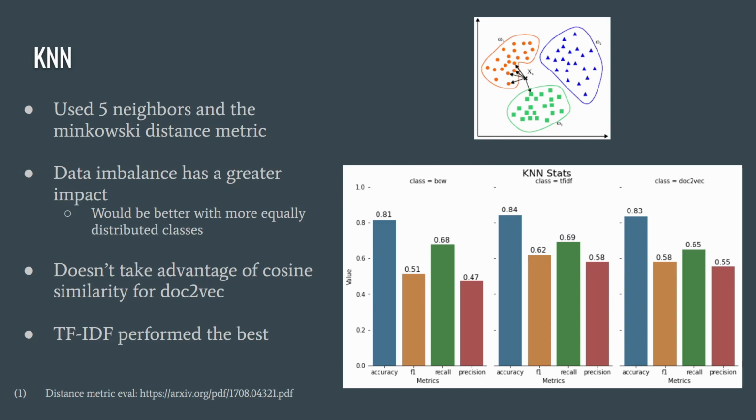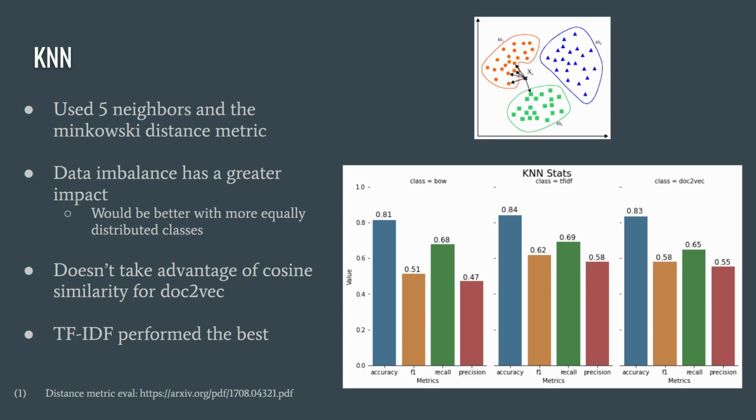KNN is another popular text classification algorithm based on a similarity metric. After tweaking the algorithm using different distance metrics and number of neighbors, we landed on using 5 neighbors and the Minkowski distance metric. The algorithm was tested with cosine similarity as a distance metric for Doc2Vec, but there wasn't a noticeable improvement or deterioration in performance. Since the cosine similarity metric doesn't satisfy the triangle inequality, it wasn't a suitable distance metric for KNN.